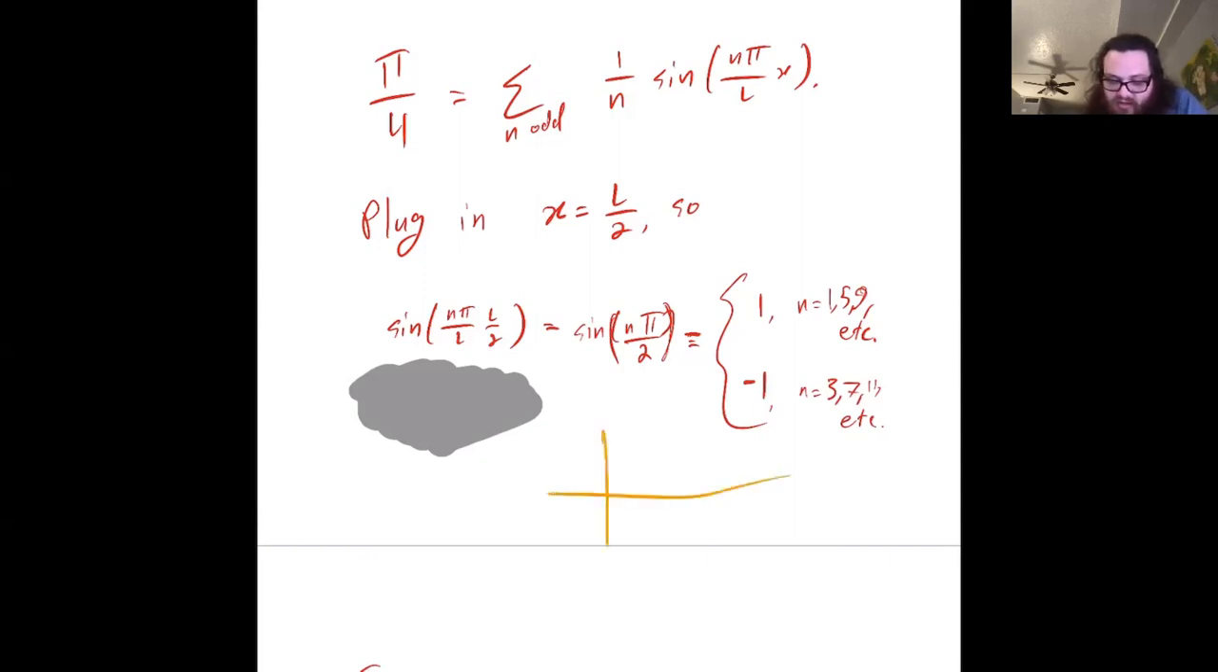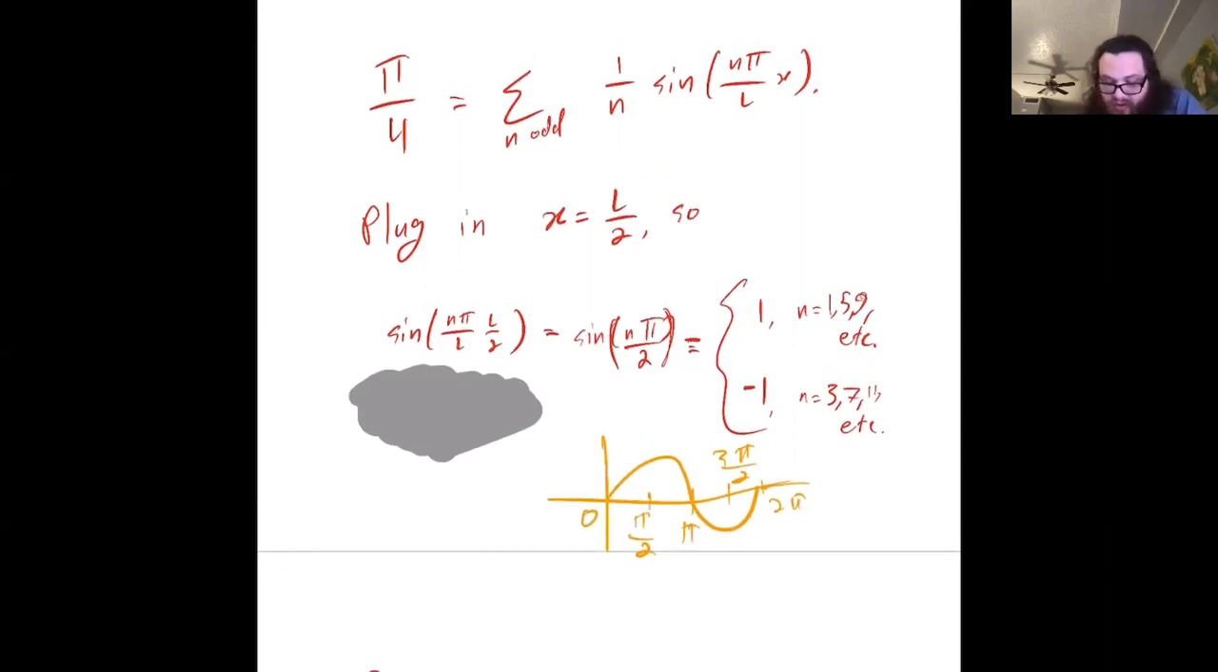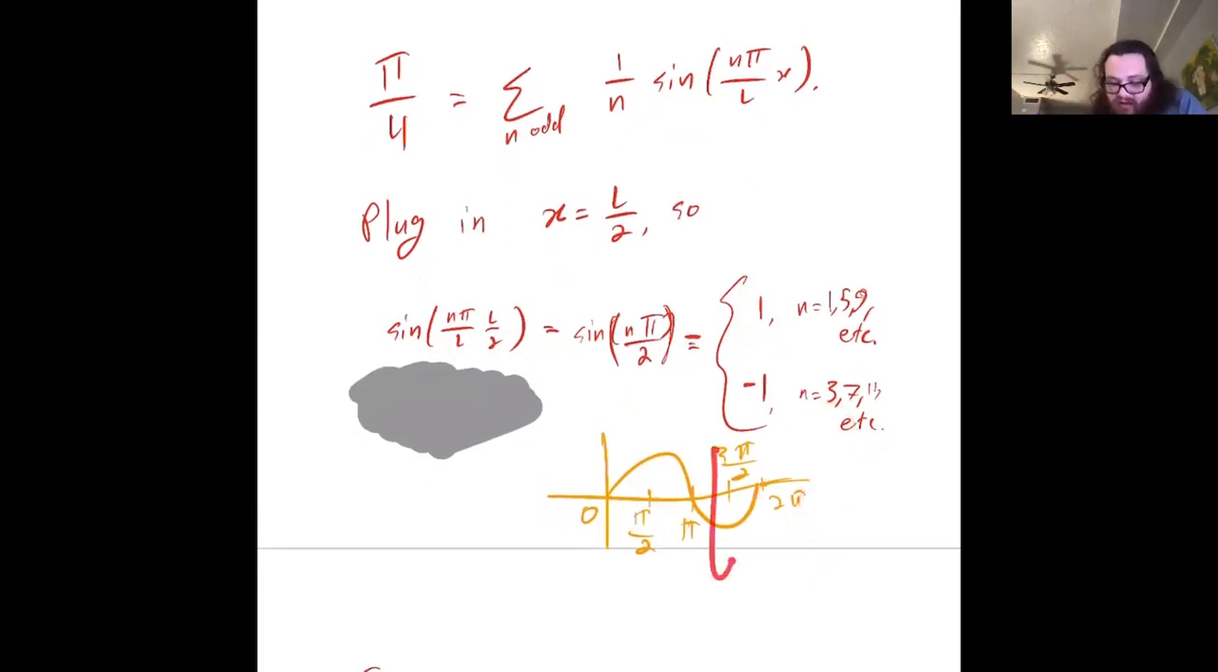So if we sketch sine, 2 pi, 3 pi over 2, pi over 2, 0. So when is it 1? Well, it's 1 at pi over 2. And then keep going. This will be 5 pi over 2, etc. So n is equal to 1, 5, 9, etc. And it's -1 when n is equal to 3. And then over here, 7, etc. Okay. Oh, I already had it sketched. Anyways.